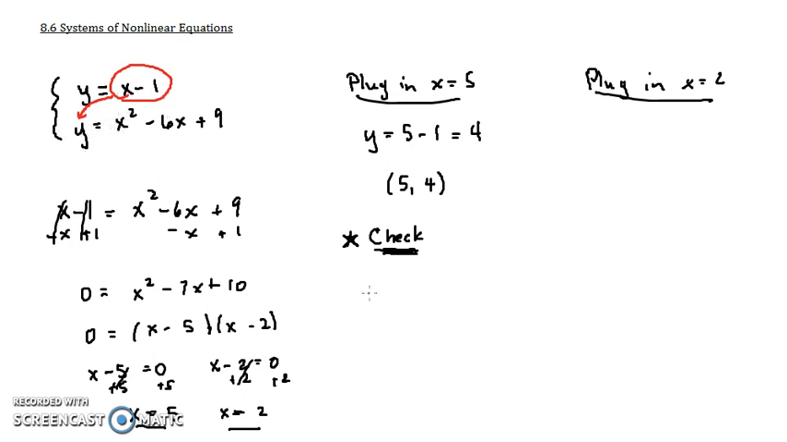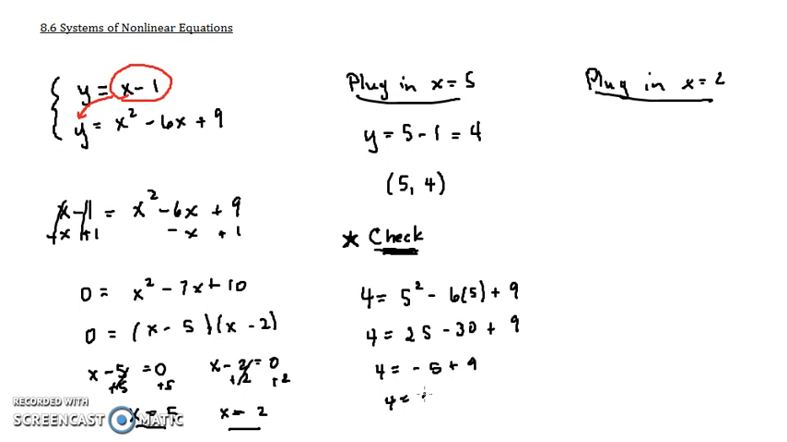So plugging this into the second equation, we're going to get 4 is equal to 5 squared minus 6 times 5 plus 9. So that's 25 minus 30 plus 9. So we're going to get negative 5 plus 9. And that is definitely 4. So that one checks, and we can go ahead and keep that answer.